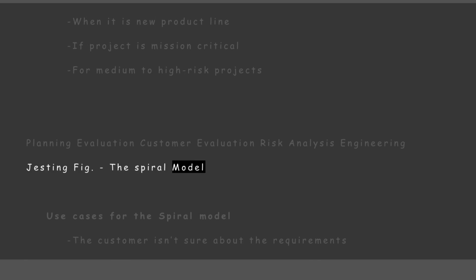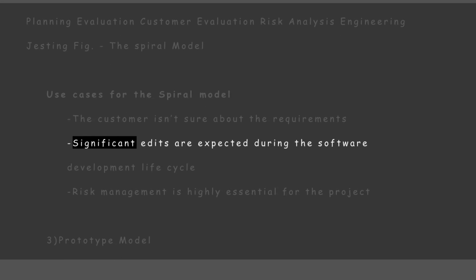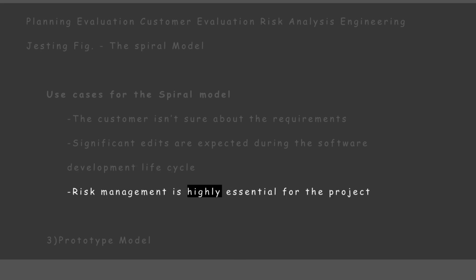Figure: The spiral model. Use cases for the spiral model. The customer isn't sure about the requirements. Significant edits are expected during the software development lifecycle. Risk management is highly essential for the project.